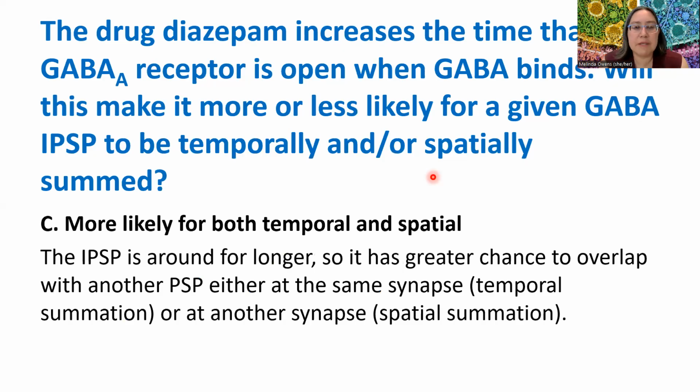Okay, that is all for this topic, but the big idea here is that the PSPs add together, and if they are above threshold, you get a spike, and if not, you don't. And you also have to take into account how voltages decay over space and time when trying to add these things together.